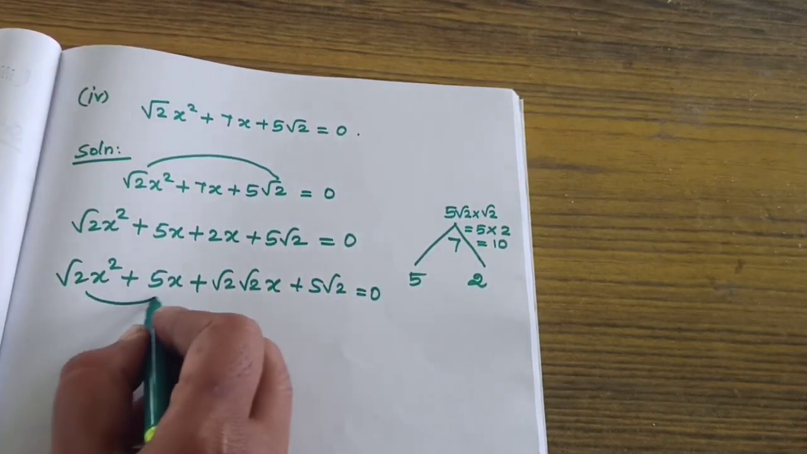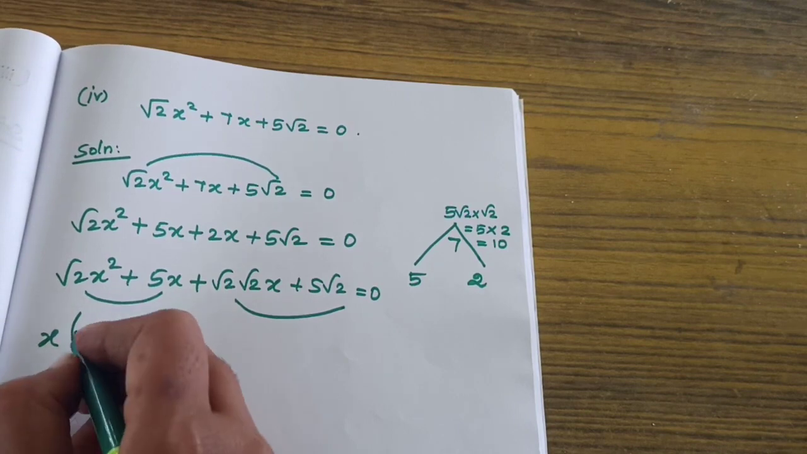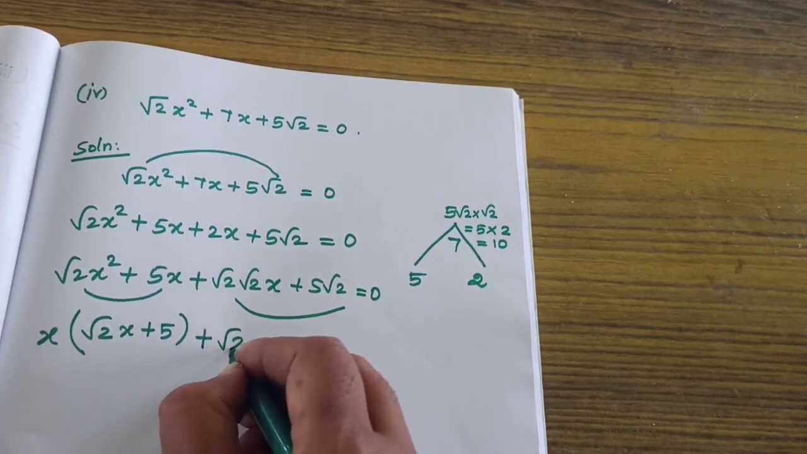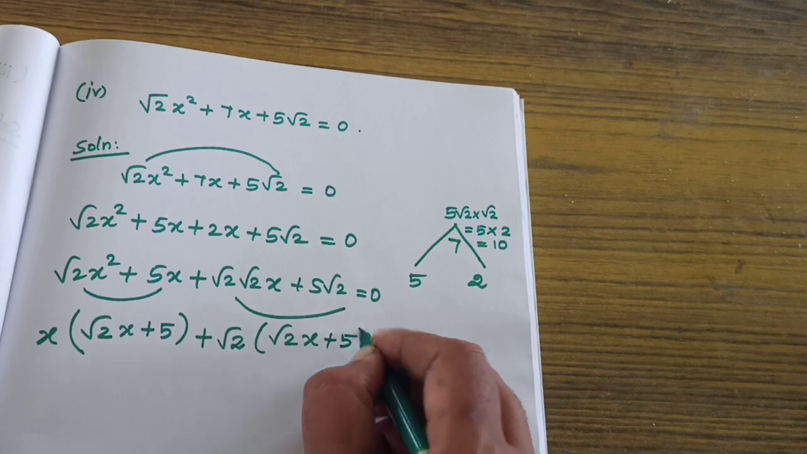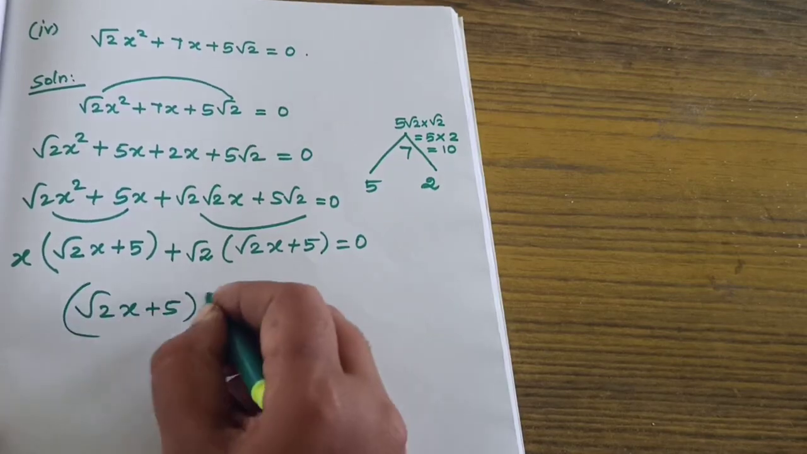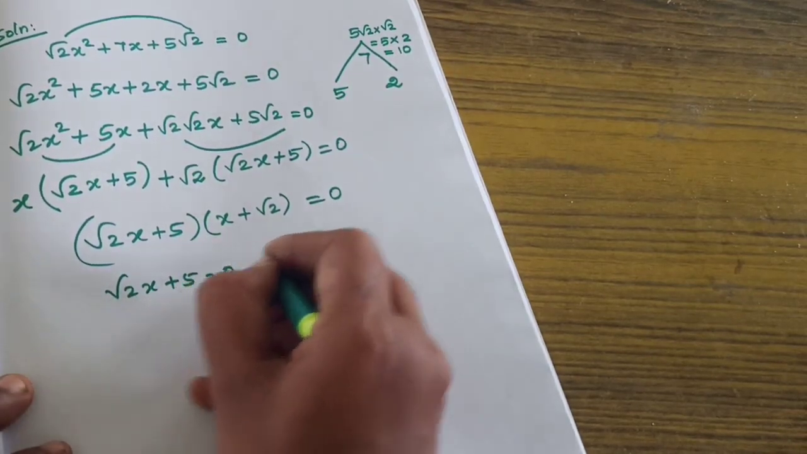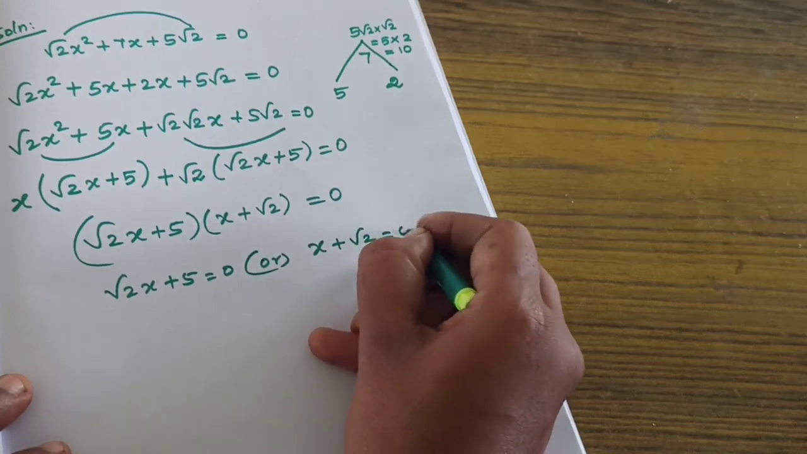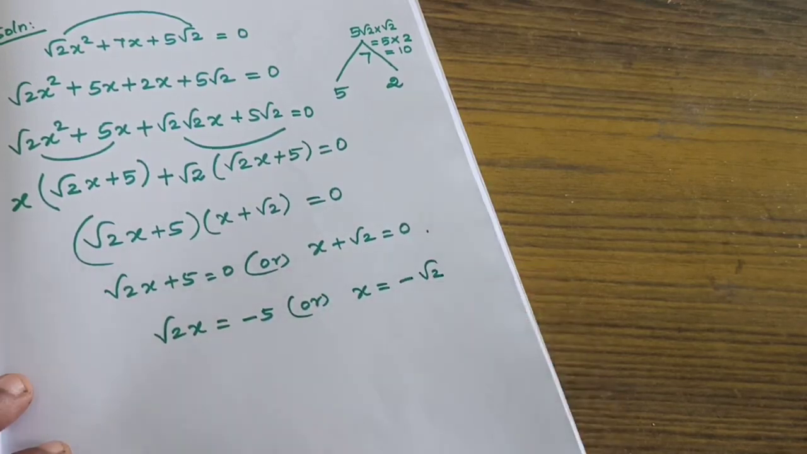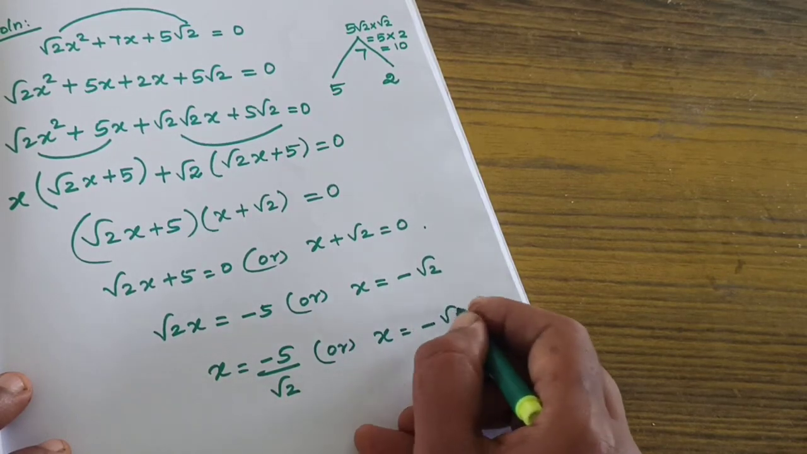Then, two terms we can take, among these two terms and this is also two terms. So, x we can take outside, x only is common, so root 2x plus 5, plus here also root 2 only is common, so root 2x plus 5 which is equal to 0. Again two terms we need to take, here common is root 2x plus 5 into x plus root 2 equal to 0. Then root 2x plus 5 equal to 0 or x plus root 2 equal to 0. So, root 2x equal to minus 5 or x equal to minus root 2. So, x equal to minus 5 by root 2 or x equal to minus root 2.